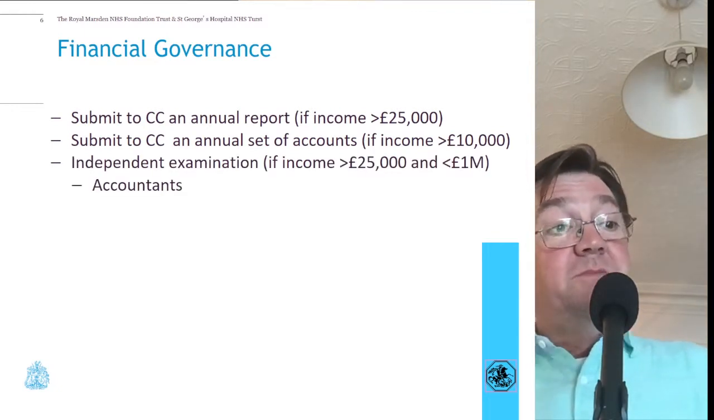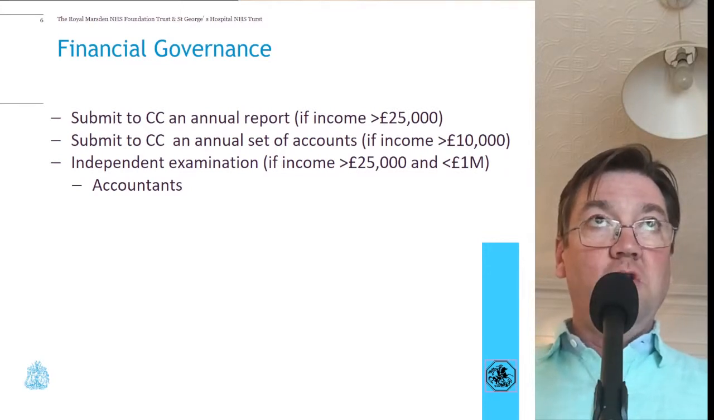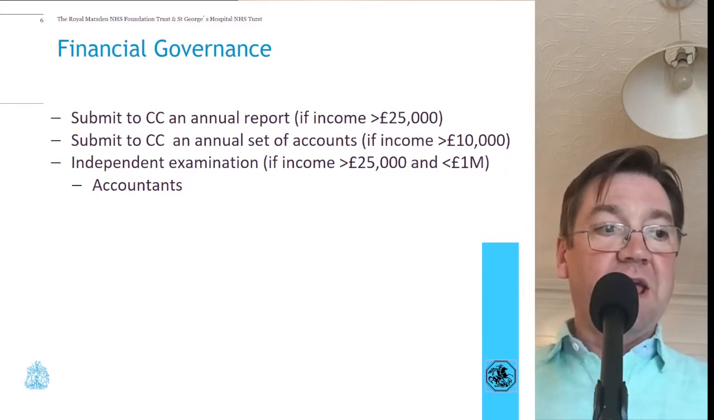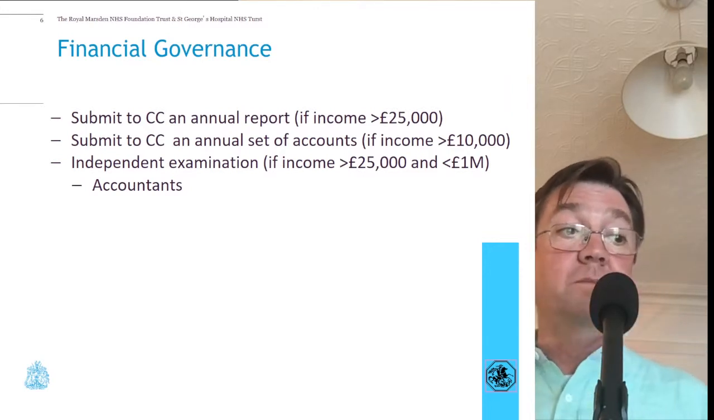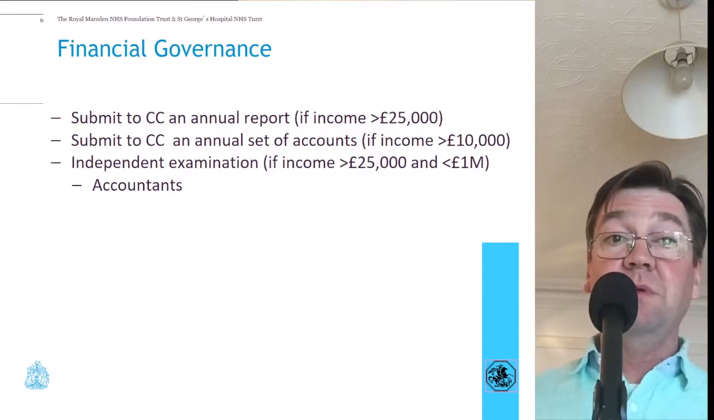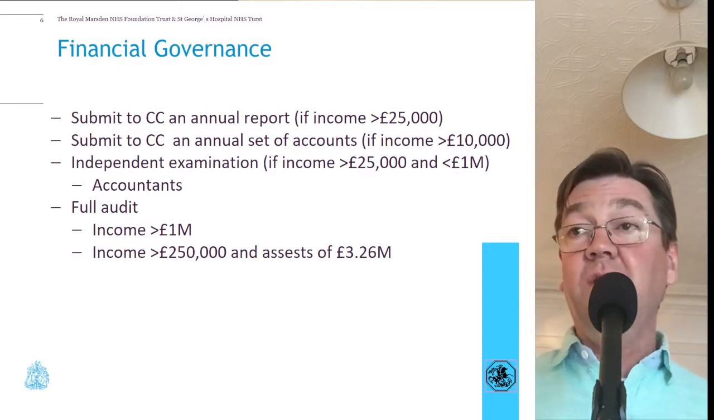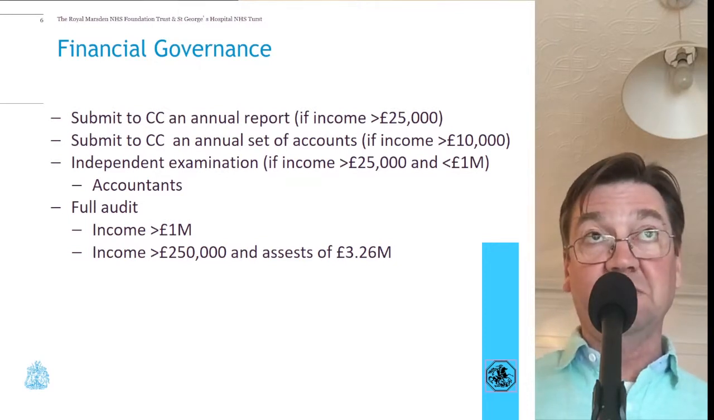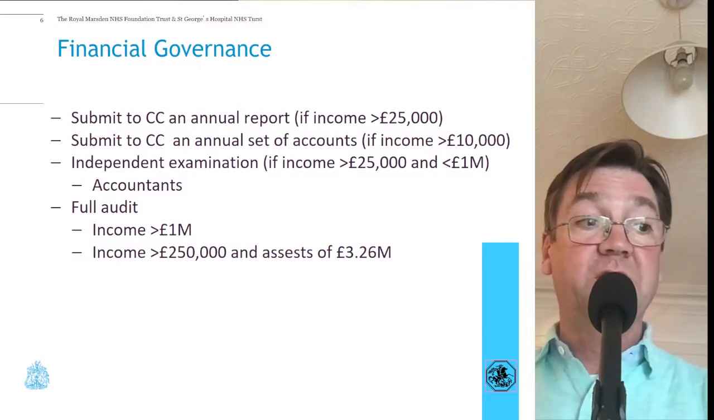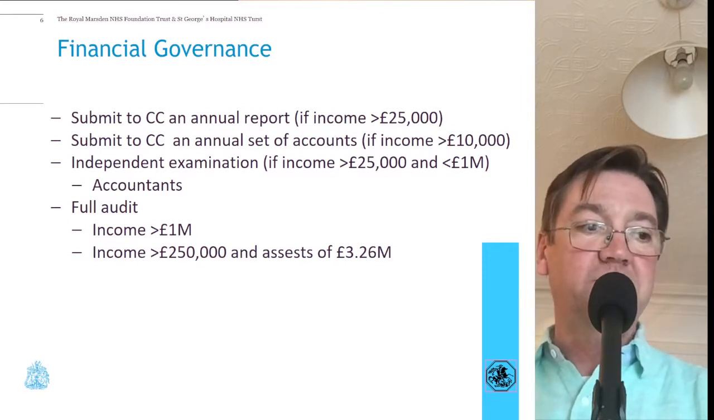Your accounts need to be independently examined, and by that I mean non-audited accounts from an accountant. Unless, of course, you're earning more than £1 million a year, at which point they have to be properly audited. And if you have assets of over £3.26 million and your income is over £250,000, you also have to have properly audited accounts. Most people don't fall in this category, but your accountant should be able to tell you what you need to do.